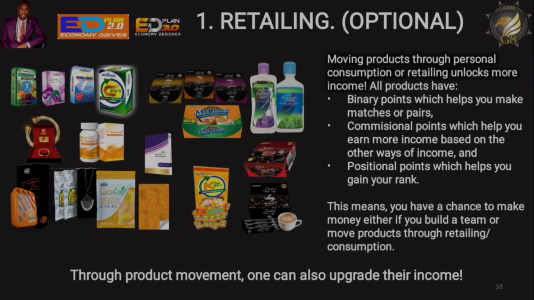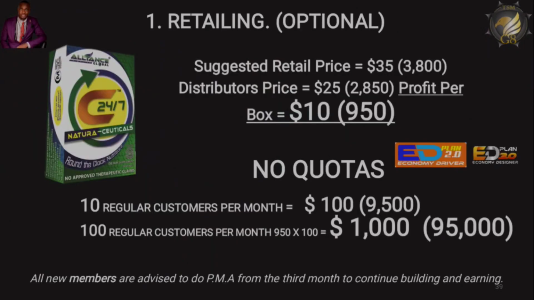Okay, so the moment you move the supplements, you get what you call binary points, which helps you make matches, or rather which helps you make more income. You get commissional points, which helps you earn more income based on other ways of income generation. And then you get what you call positional points, which helps you increase your rank. So it is very easy for you to increase your rank with the modern plan that we have, that is the ED 3.0 plan. Okay, so that is how things are.